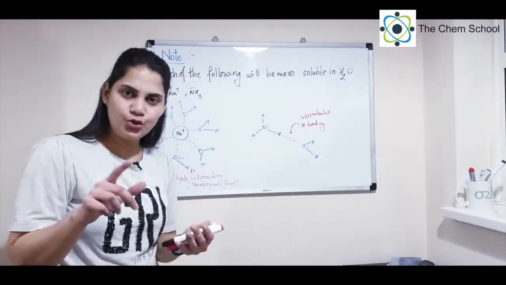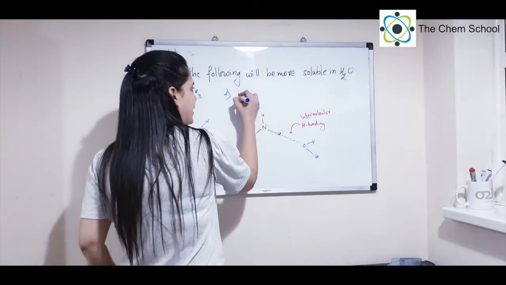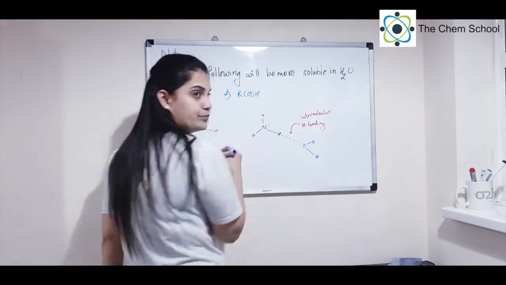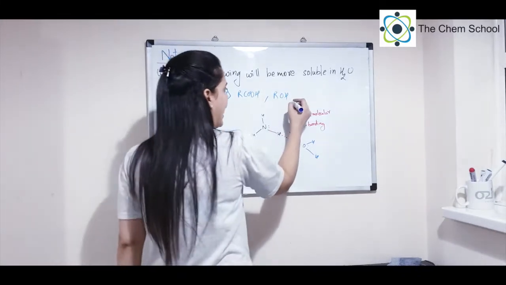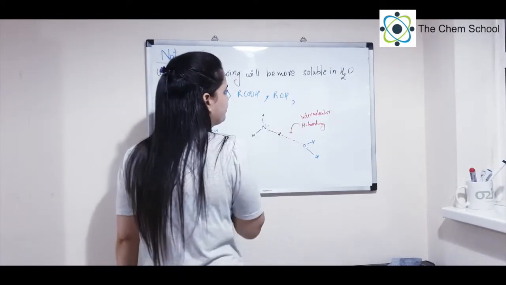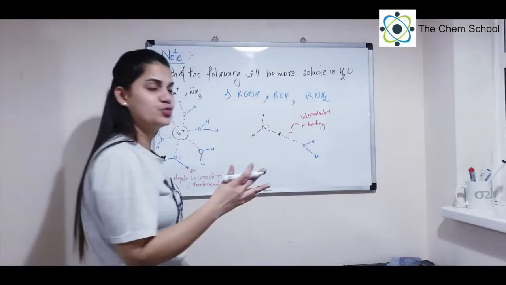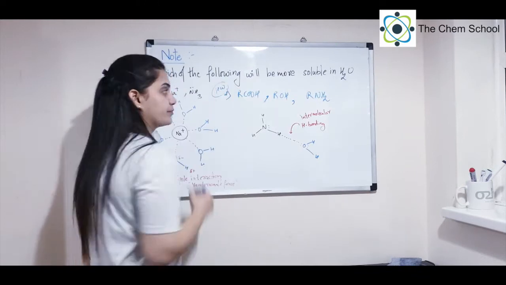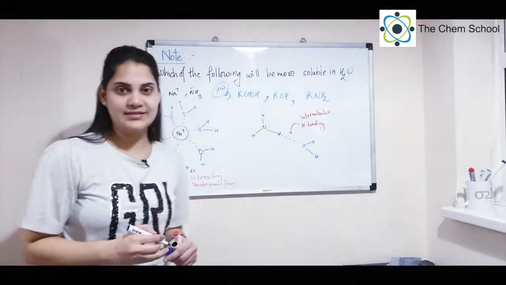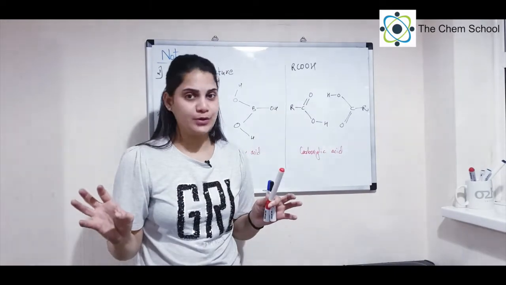Based on a similar thing, you can solve one more example. Try to find out, from carboxylic acid, alcohol, and, let's say, RNH2, that is primary amine, which one is going to be more soluble? So you can take this as homework. Clear? I hope you will work this out. So let's talk about some more examples that are important with respect to hydrogen bonding.